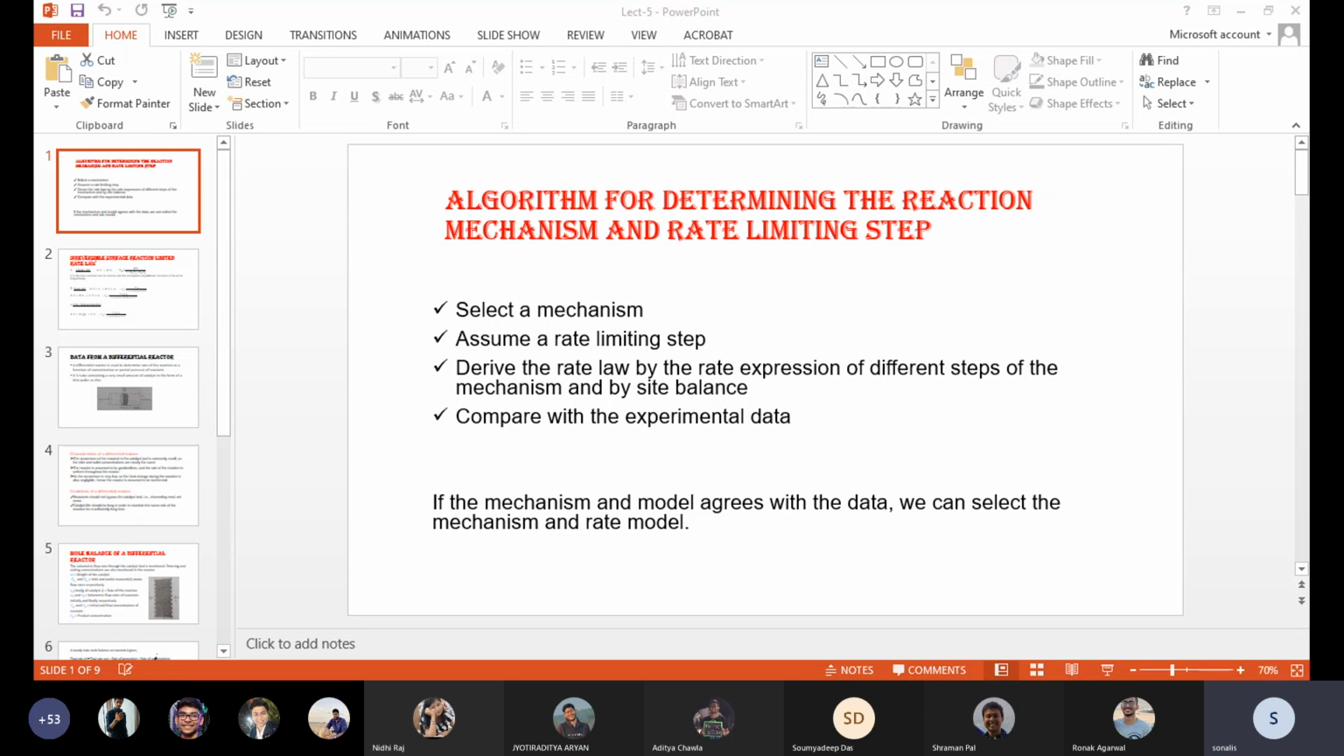Now compare the experimental data. Just plot the experimental data in the rate expression and see whether they are following the required nature of the curve. If the mechanism and model agrees with the data, we can select the mechanism and rate model.